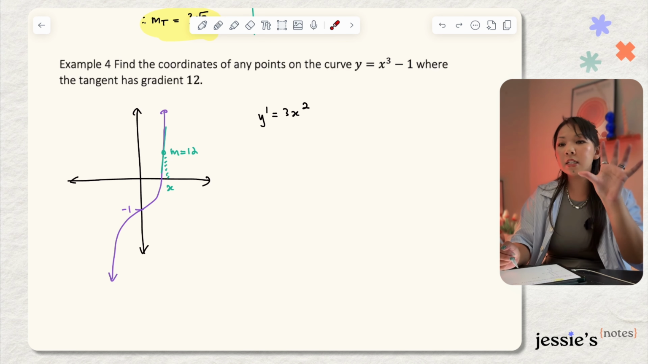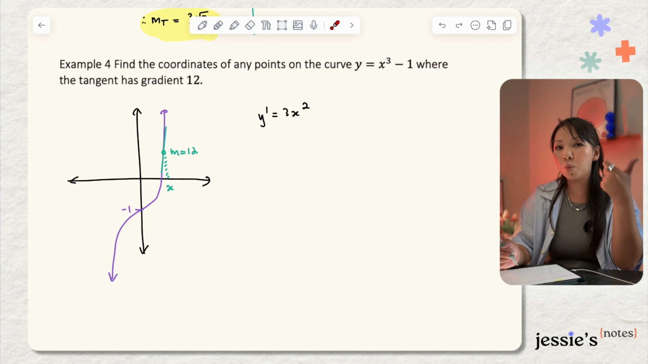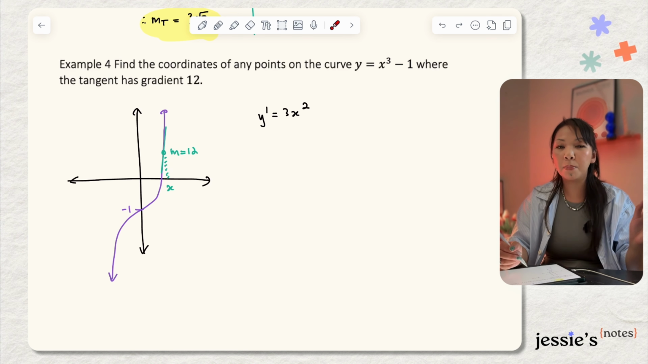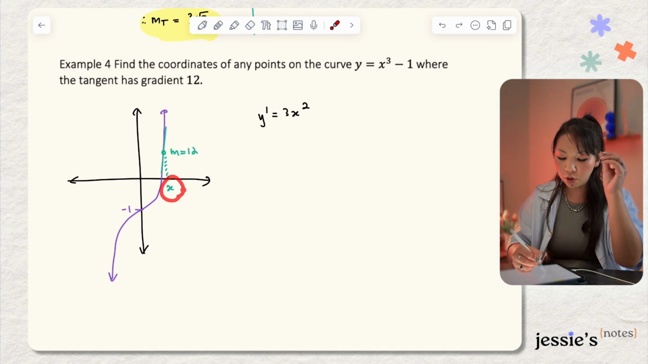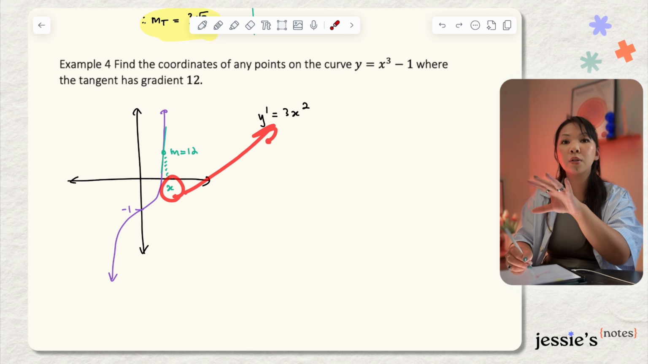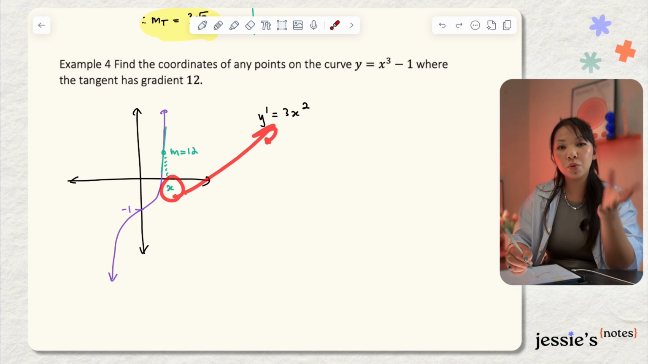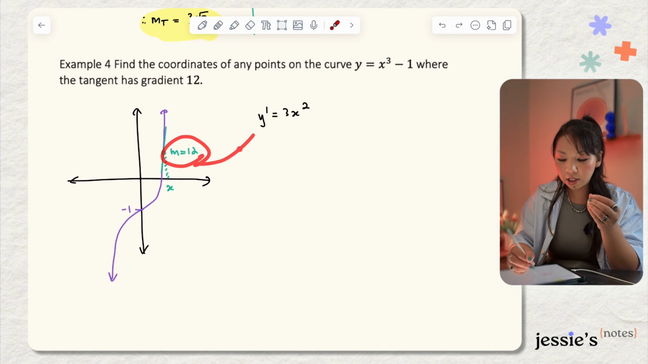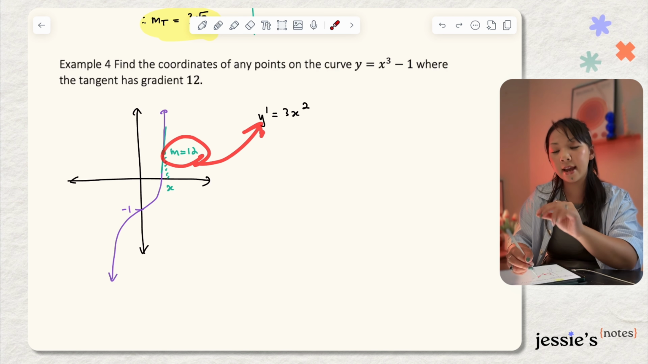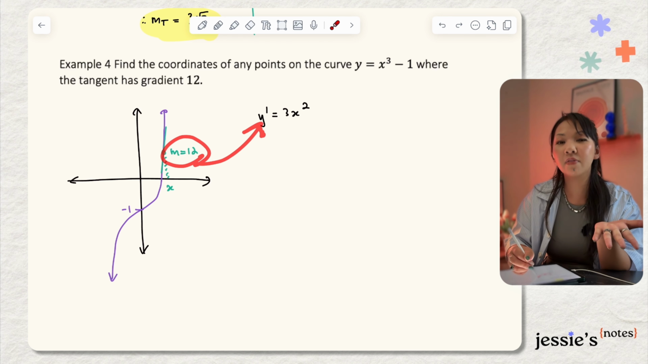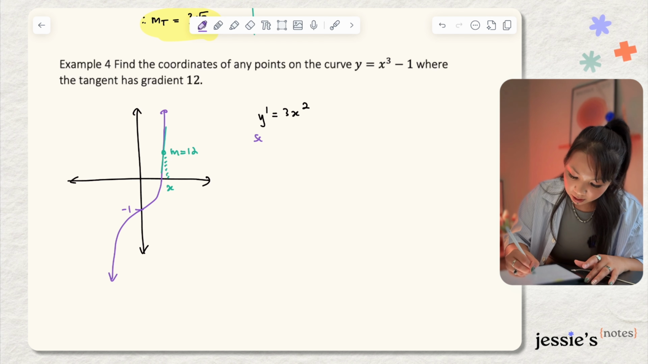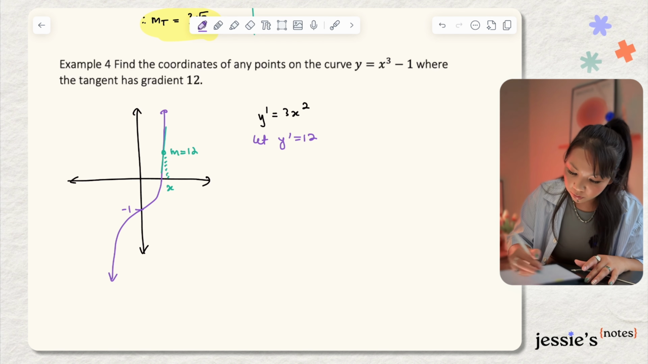And so this is where you need to really wrap your head around what is the purpose of the derivative. Normally, in the previous examples, what we did is we plugged in known x values into here to spit out the gradient. But you can actually do the opposite, where you put in known gradients into here. So that's going to plug into the y dash, and it will tell you which x value has that gradient. So in this case, let y dash equal 12.